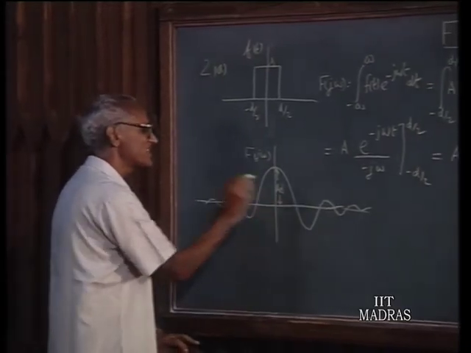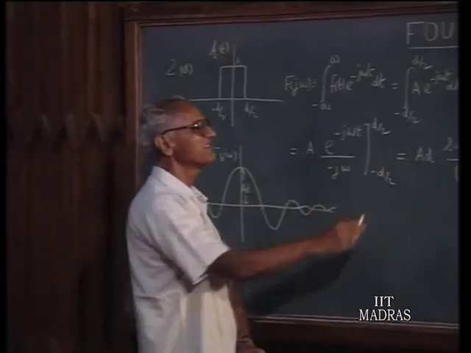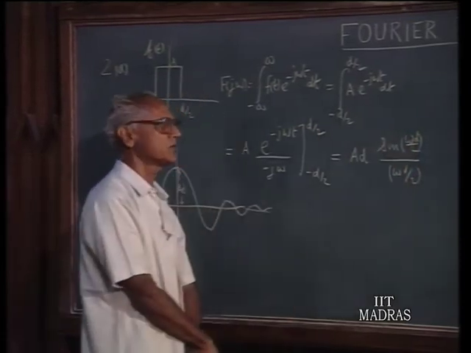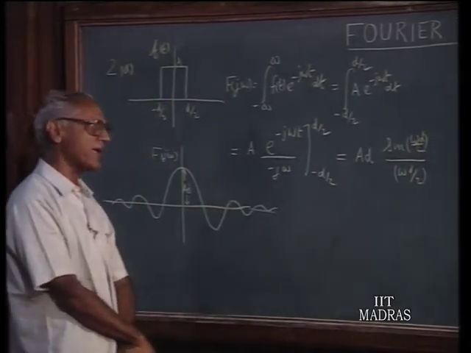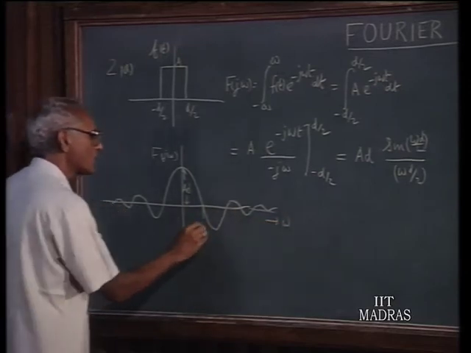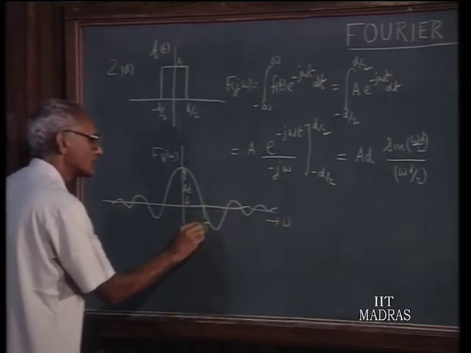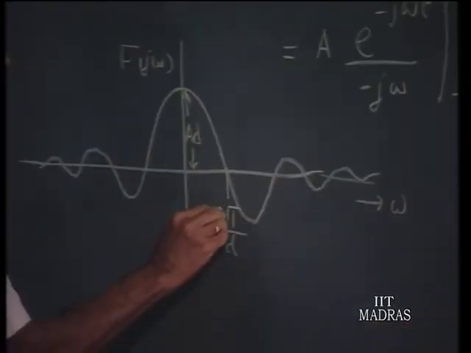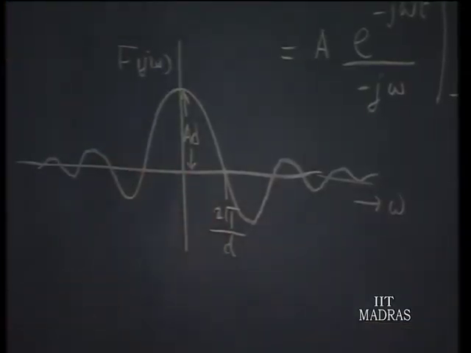Now, when does the first 0 occur? First 0 occurs when sin of omega d upon 2 is 0, that is omega d upon 2 equals pi. Therefore, the first 0 occurs when omega equals 2 pi upon d. In fact, this is the spectrum which we plotted yesterday in the last class when we talked about the evolution of the Fourier coefficient density starting from a periodic pulse train. This is exactly the type of spectrum that we plotted.